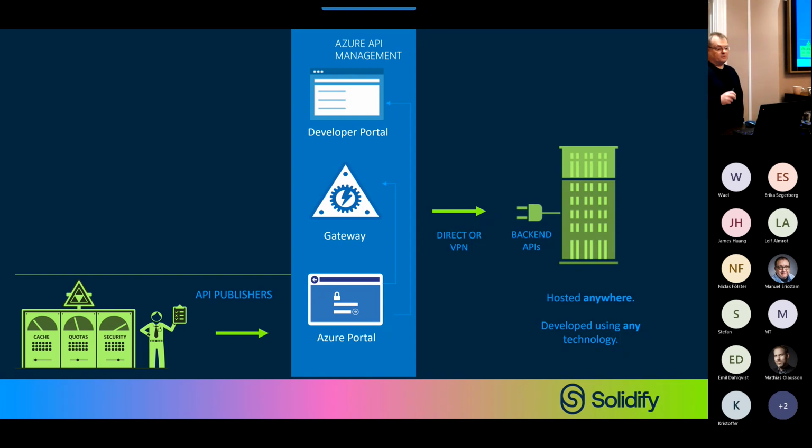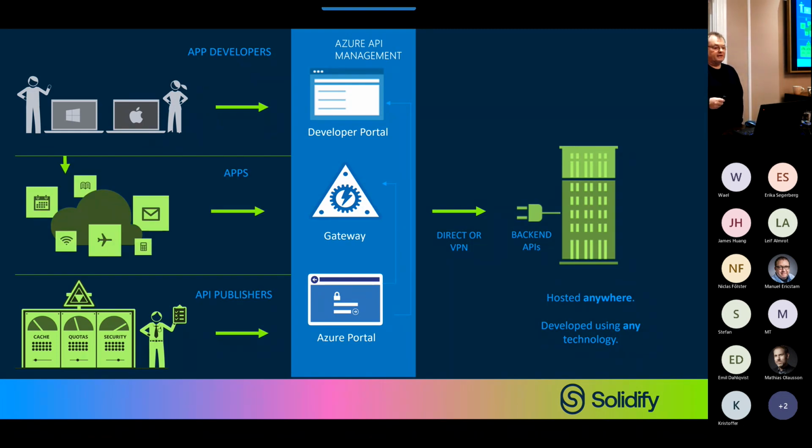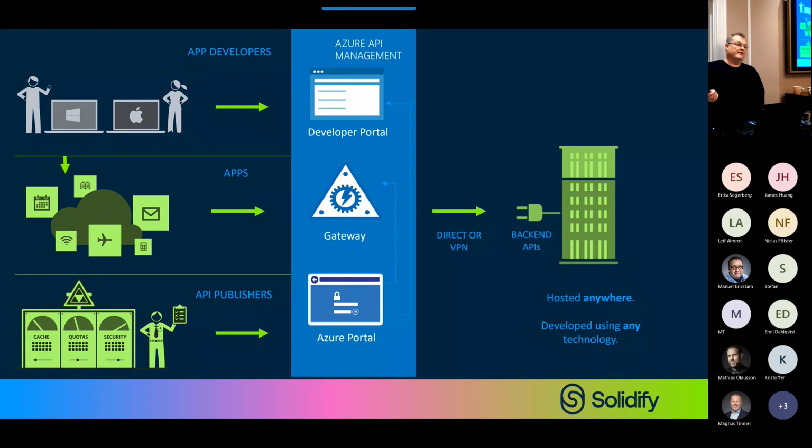So the publishers work with the portal or with some kind of process to get that out. And you have the application developers. They have the developer portal to access the APIs, to get keys and permissions to use the API. And they release their applications, and the traffic goes through the gateway.